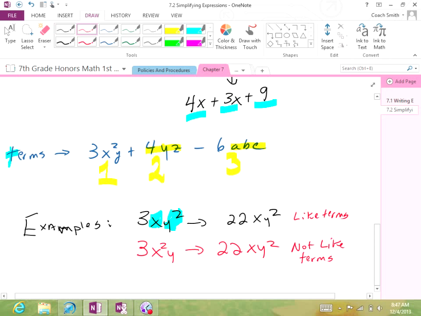That is not like terms. The reason being is over here you have x squared. Over here you just have x. Right here you just have y. Over here you have y squared.